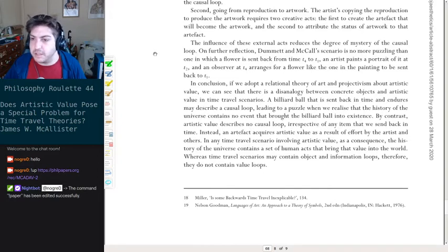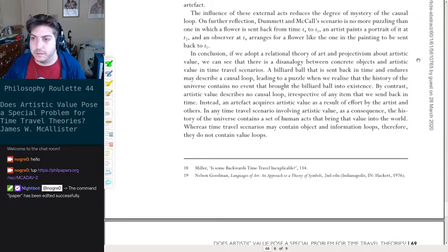On further reflection, Dummett and McCall's scenario is no more puzzling than one in which a flower is sent back in time from T4 to T1. An artist paints a portrait of it at T2. An observer at T4 arranges for a flower like the one in the painting to be sent back to T1. Okay. Yes, slightly less mysterious.